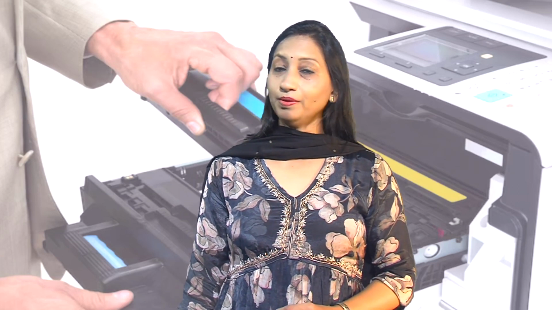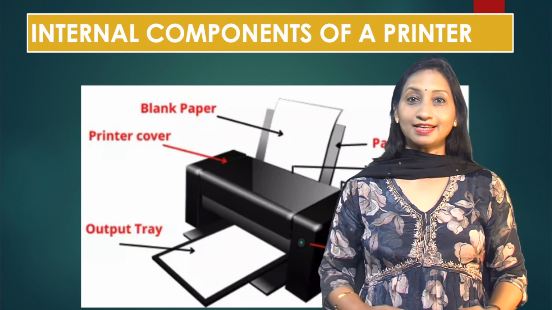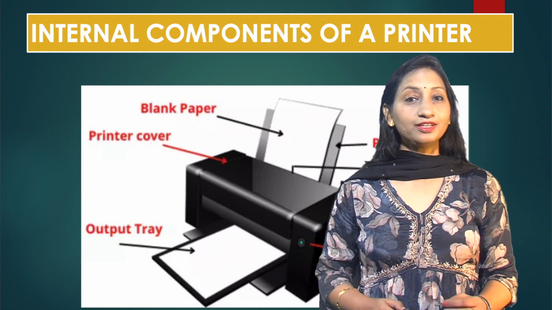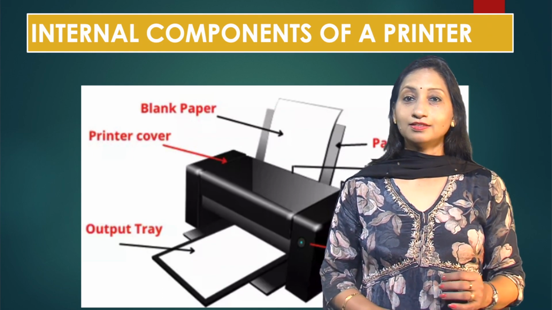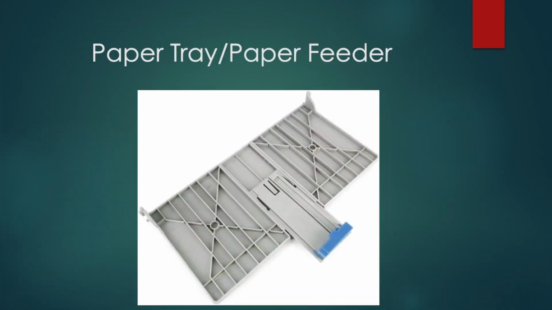Now let us discuss the internal components of a printer. Printers consist of various essential parts that work together to produce printed documents. Some of the common parts of a printer are: number 1, paper tray or paper feeder.